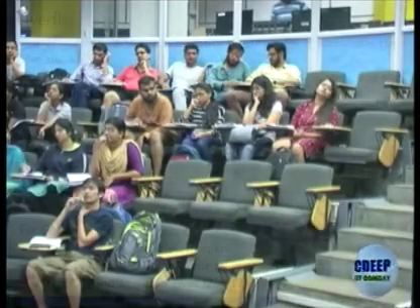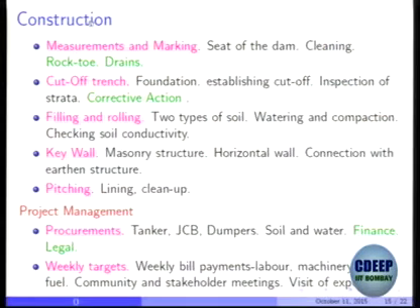So essentially these are the construction steps. You have to do measurement and marking of the seat. As we saw last time, you draw a line, the 100 meter line at which the dam will be, and then you have the slopes, 1:2 and 1:2.5. Start moving down the dam and find out where it intersects the terrain. That will be a boat-like structure, and that is the seat of the dam.